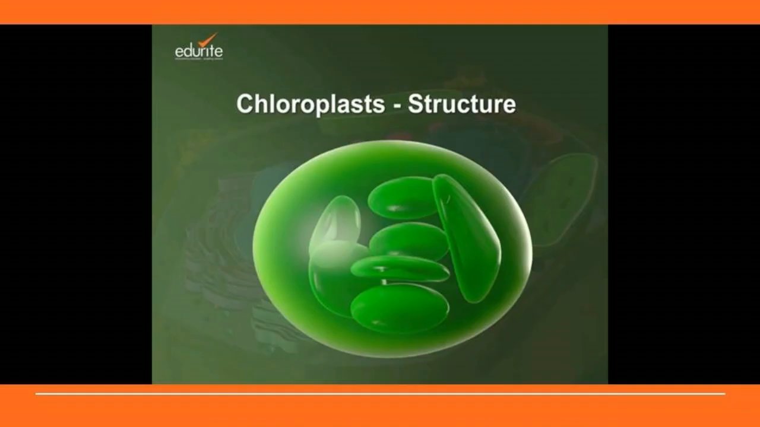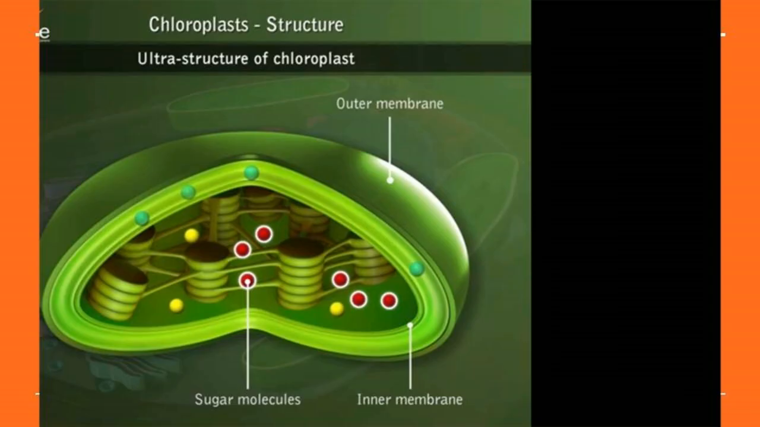Now we are going to see the chloroplast structure. You can see the inner part is the chloroplast. It has many parts: ribosomes, chloroplast DNA, drops of lipids, and stroma. In another picture, we are going to see the ultrastructure of the chloroplast. You can see the inner membrane, outer membrane and sugar molecules.